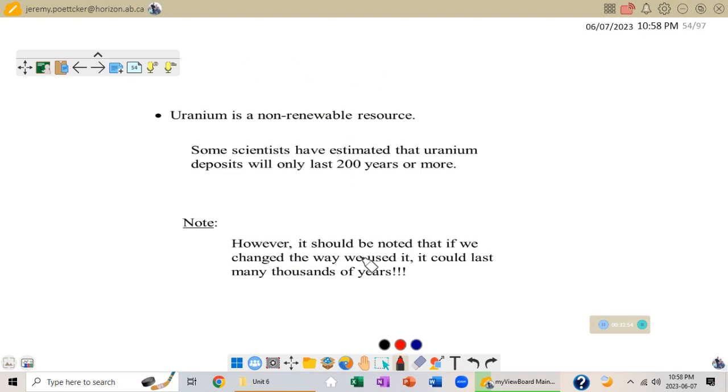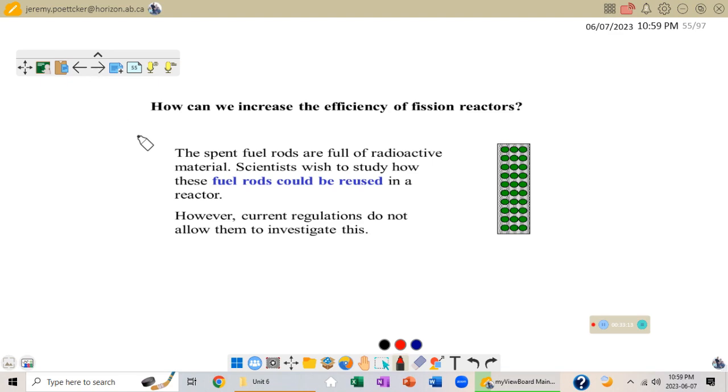Another disadvantage, uranium is a non-renewable resource. Some scientists have estimated that uranium deposits will only last 200 years, maybe a bit more. Now, it should be noticed that if we change the way we use it, it could last many thousands of years. Currently, the way we use it most of the time, it doesn't last all that long. Now, how do we increase the efficiency of fission reactors? Right? Could we reuse these fuel rods in some kind of a different reactor?